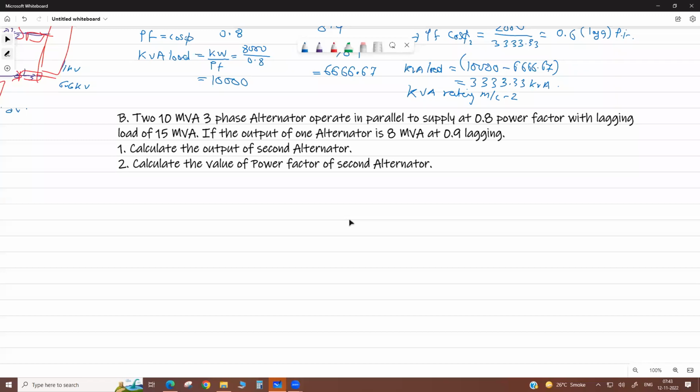But here we cannot say that. There was one derating or diversity factor they apply. So we write only the actual reading, or you can write a margin. We can take what is available in the market, the rating nearest to that.